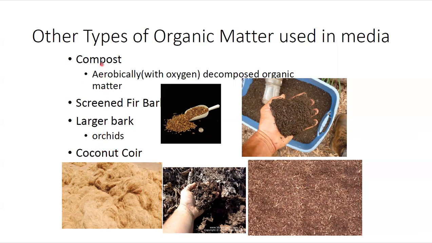So these here, the compost, fir bark, larger fir bark, and coconut coir, these last three are all from a byproduct of another industry. So fir bark comes from the lumber and paper industry. They don't use bark in the lumber and they don't use bark in the paper. So they strip the bark off and it can be used as a growing media. That is a byproduct. So it's a better product from a sustainability or regenerative standpoint than the peats.